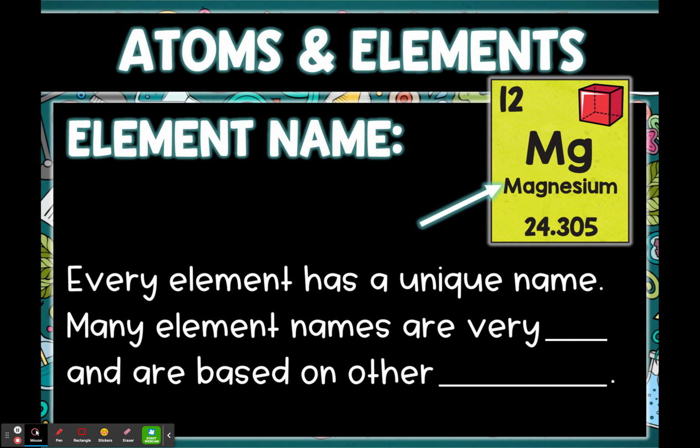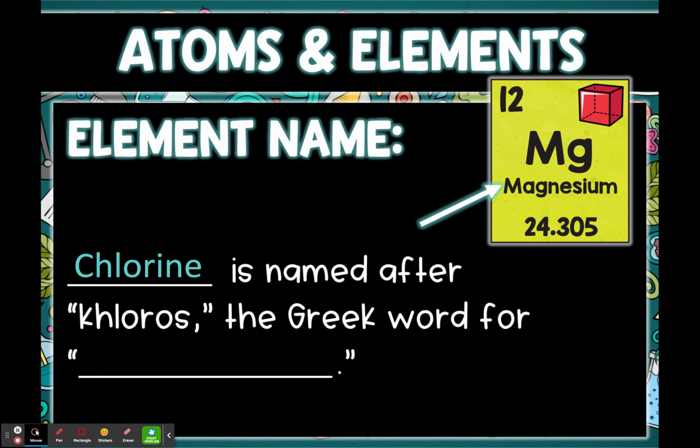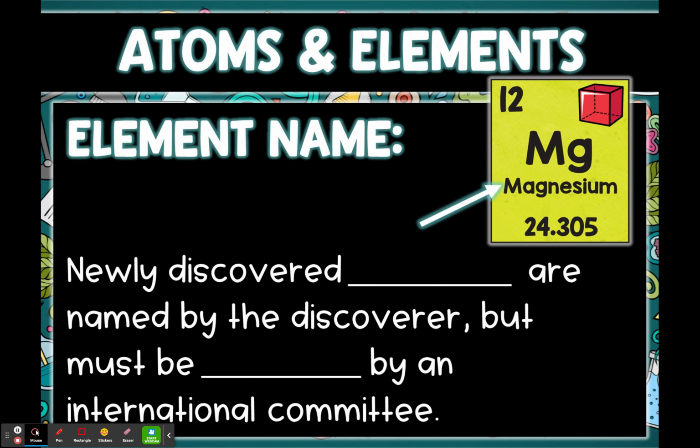Okay, the next thing, typically you'll see the element's name. So every element has a unique name. Many element names are very old and are based on other languages. Chlorine is named after chloros, the Greek word for yellowish green. Newly discovered elements are named by the discoverer, but must be approved by an international committee.